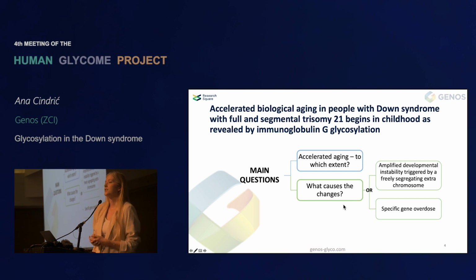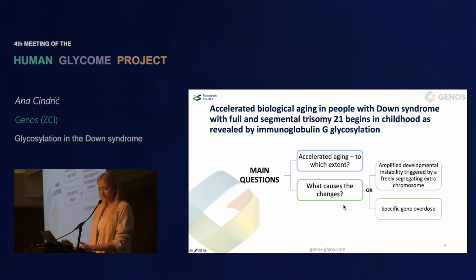Of course, it's the presence of an extra chromosome because that's what Down syndrome is. But you have two groups among people who research Down syndrome. One group claims that it is something they call amplified developmental instability that is triggered by a freely segregating extra chromosome. So irrespective of which chromosome, they claim that if you have an additional chromosome, it causes this chaos in the cells, and then you have this amplified instability as people age.